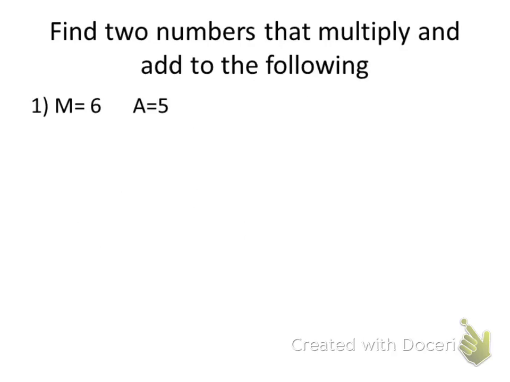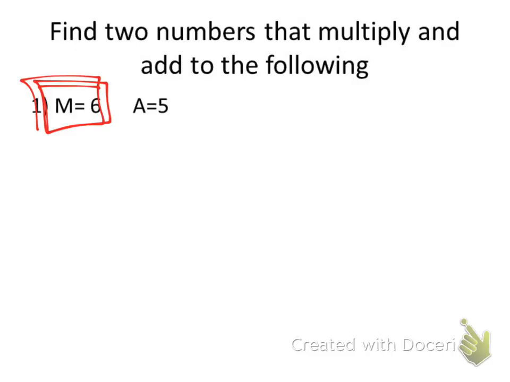Go ahead and write number 1 in your notebooks. Write m equals 6, a equals 5. The m stands for multiply. The a stands for add. So our goal is to find 2 numbers that multiply to 6 and add to 5.